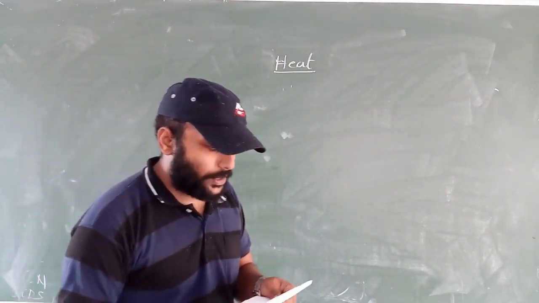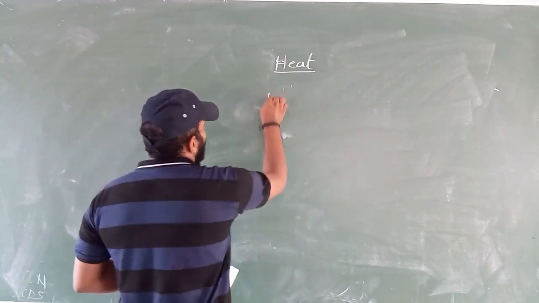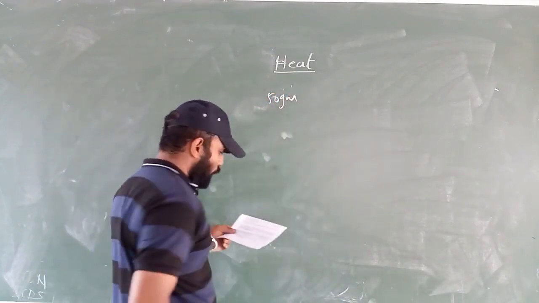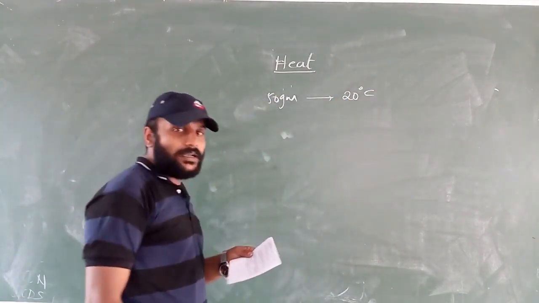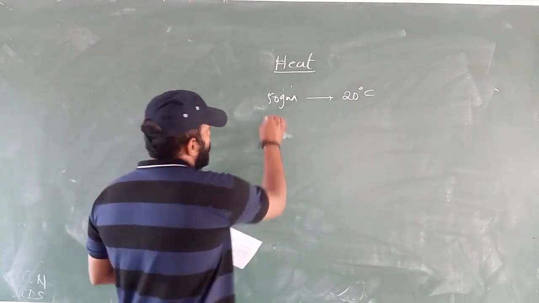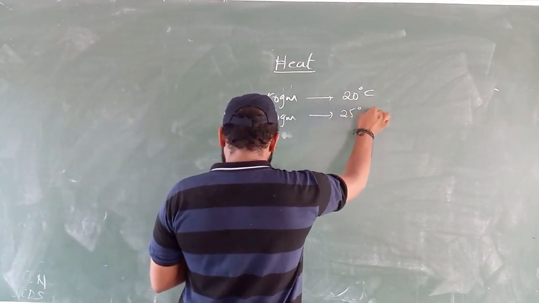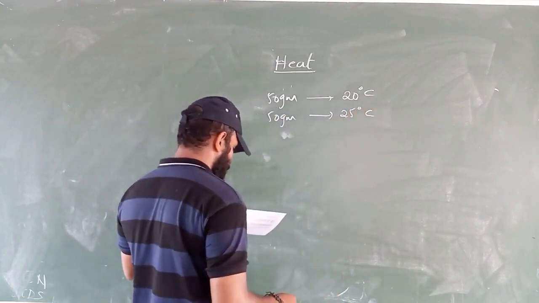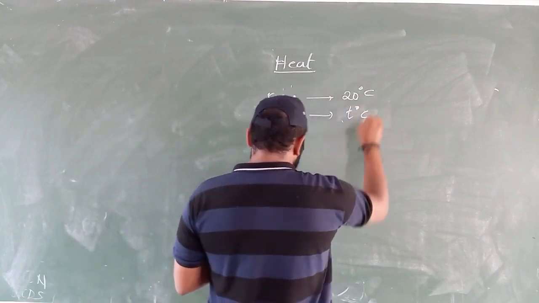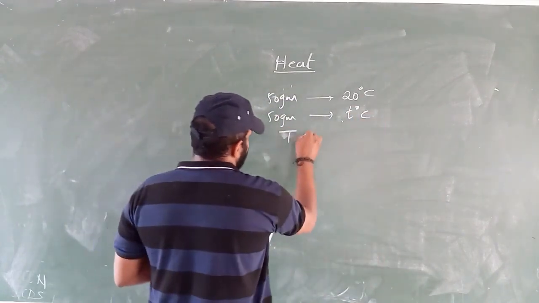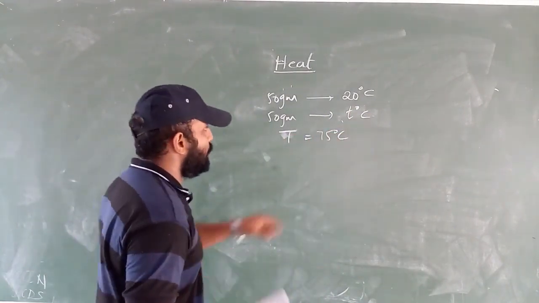That's the next question. 50 grams of water at 20 degrees Celsius is mixed with 50 grams of water at T degrees Celsius. So here, what have they given? If the final temperature is 75 degrees Celsius, they are asking us to find T.